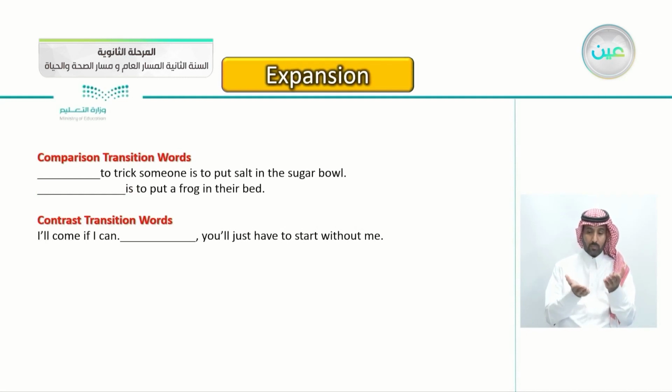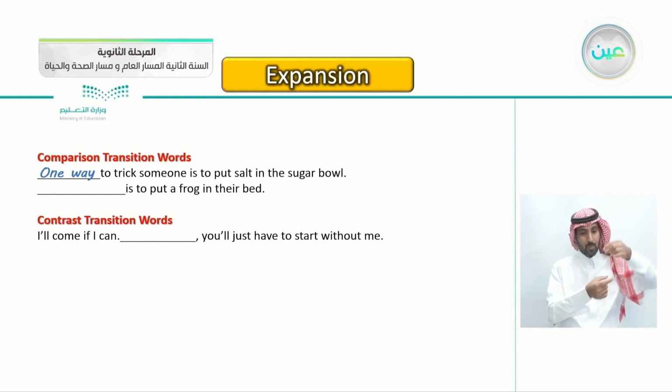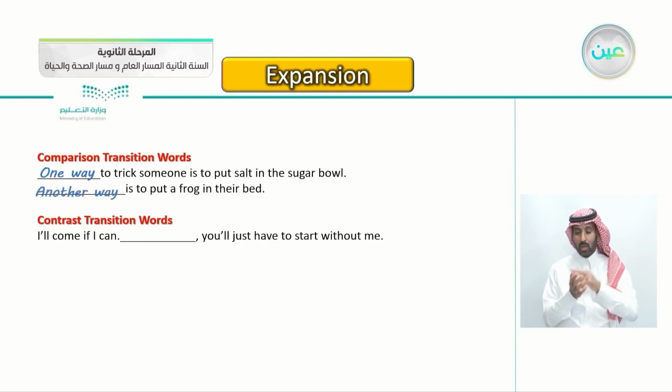Comparison transition words here. To trick someone is to put salt in the sugar bowl. Comparison here. So, yes, one way to trick someone is to put salt in the sugar bowl. Another way is to put a frog in their bed. So another comparison transition word here is another way.